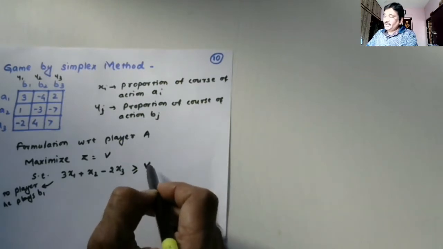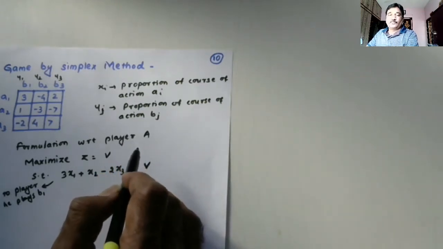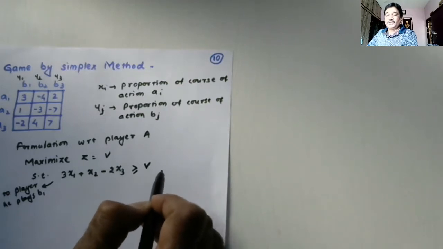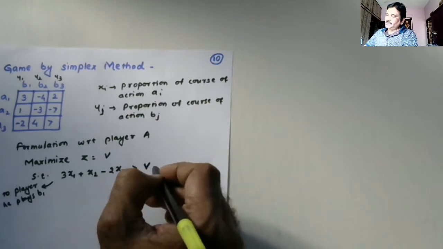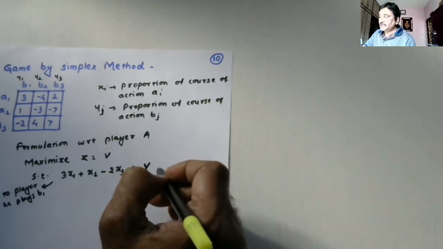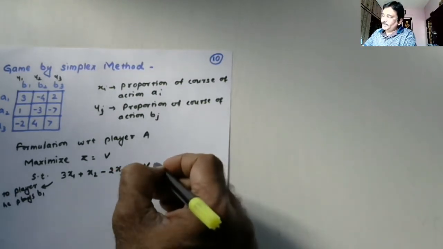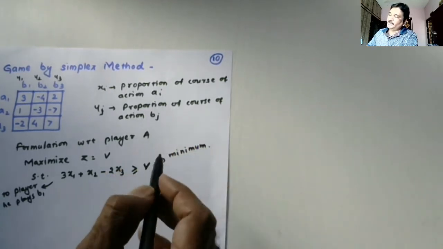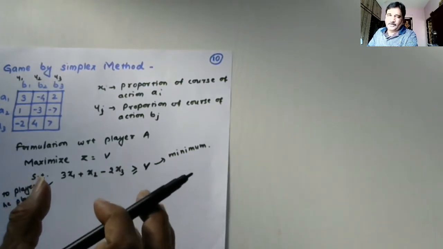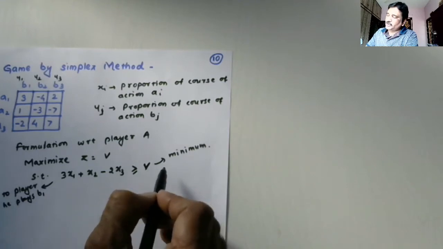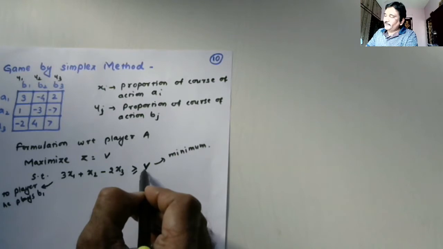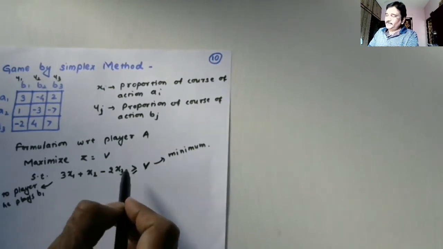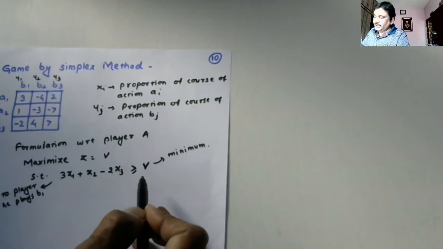And this V is the game value. It is the maximum value for player A and the minimum value for player B, because B wants to minimize the game value, minimize the losses. So through the perspective of player B, this will be the minimum value. We are writing the constraint through the perspective of player B. This V through the perspective of player B is minimum, and for V to be minimum, this value will be equal to or greater than this V. It is for that reason there is a greater than or equal to sign.